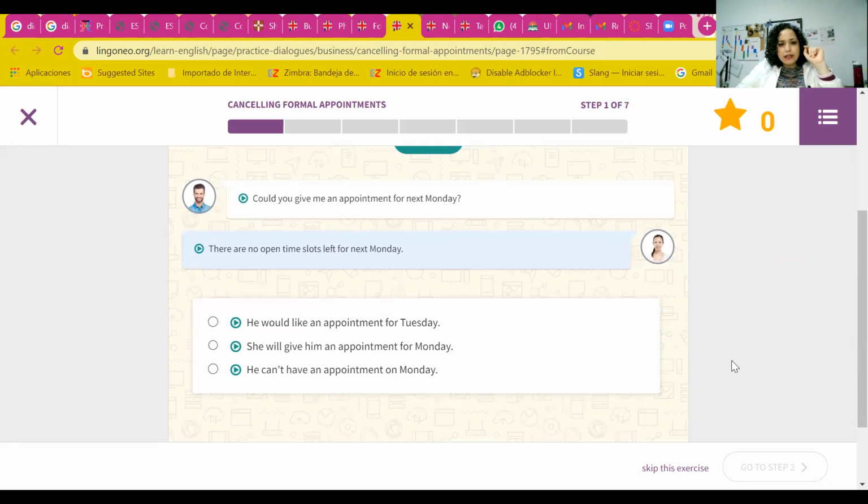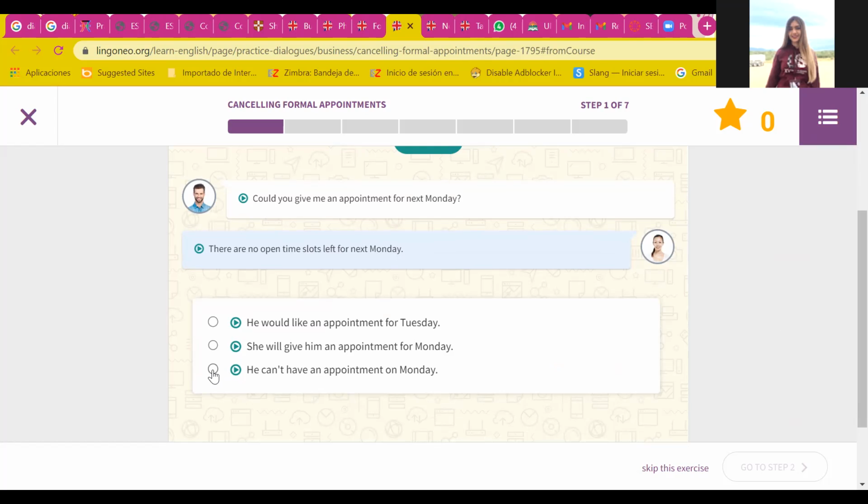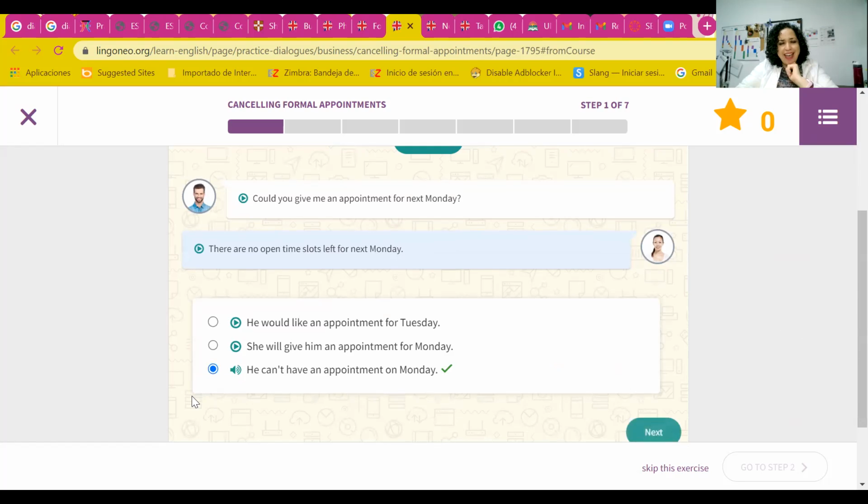So he would like an appointment for Tuesday. He will give him an appointment for Monday. He can't have an appointment on Monday. It's the last one. Sarai says it's the last one. Yes, it is the last one, of course. He can't have an appointment on Monday. Yeah, that's what she was referring to when she says there are no open time slots left for next Monday. All right, so let's see the next one.